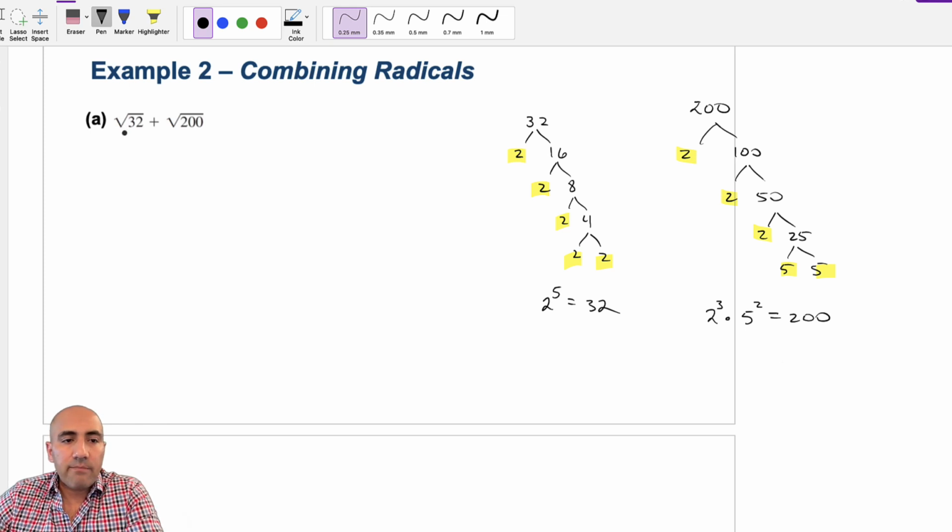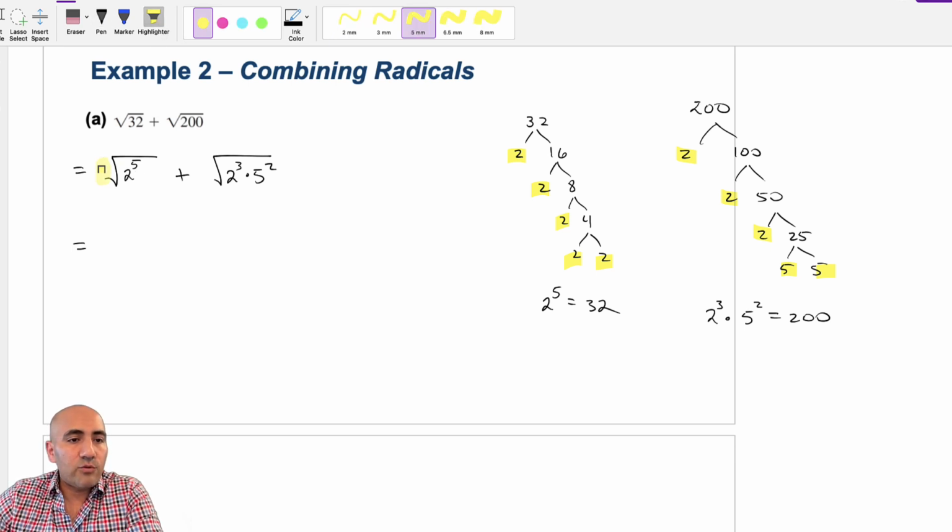Okay, so now I'm ready to come back over here and say that this 32 is equal to 2 to the power of 5, and it's the square root of that. Remember, this is 32, plus, and now the square root of 2 to the power of 3 times 5 to the power of 2. Just like before, I'm going to simplify by grouping them by powers of 2. The reason I'm doing powers of 2 is because this invisible number out here is going to be a 2. By default, if there's nothing there, we know there must be a little 2 there. This is a square root.